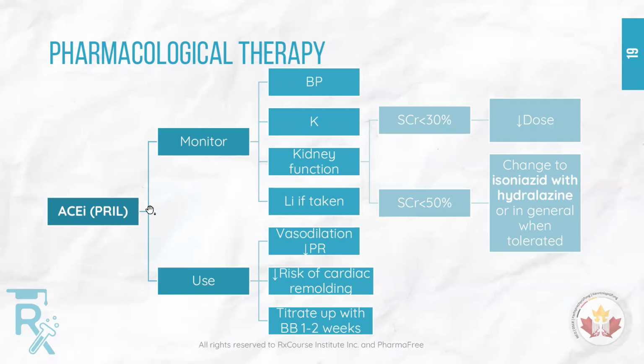So the role of ACE inhibitor is that it will cause vasodilation, decreasing the peripheral resistance, also decreasing the cardiac remodeling. And we make the titration. We said we start low and go up slow. We will make titration every 1 to 2 weeks up, in addition to the beta blocker.